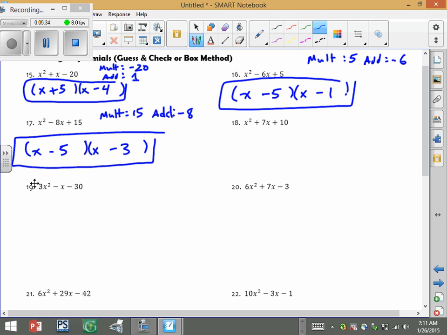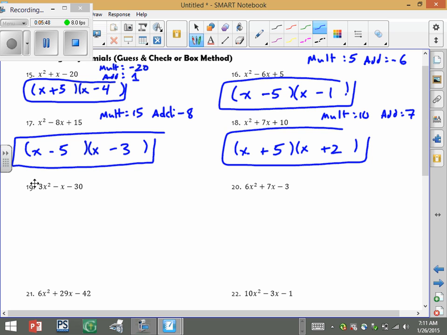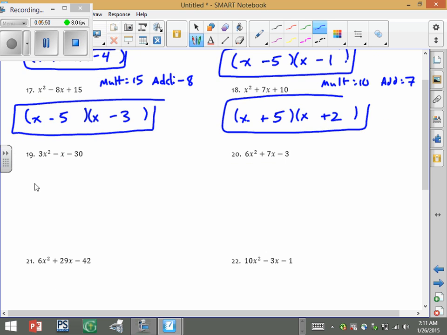So two things that multiply to be 15, minus 5 and minus 3, and those would add up to be 8. Here they need to multiply to be 10, add up to be 7. So think for just a moment, that'd be plus 5 and plus 2. So I'll do a couple examples really quickly here, the box method.